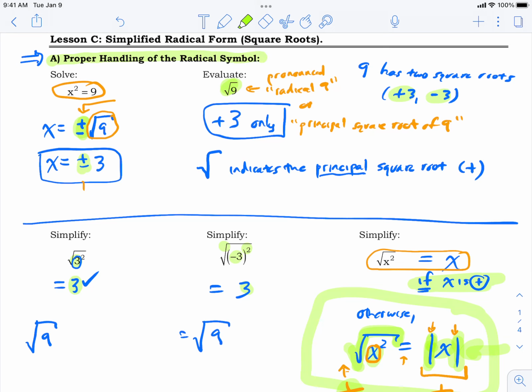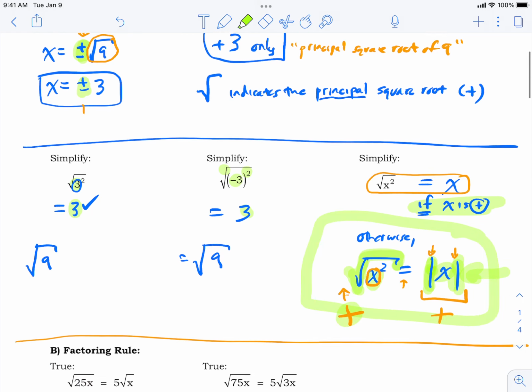You've got to be careful when you're using the radical symbol. There's a lot of meaning, a lot of things going on when you write that seemingly innocent-looking radical symbol, right? So be careful with that thing.